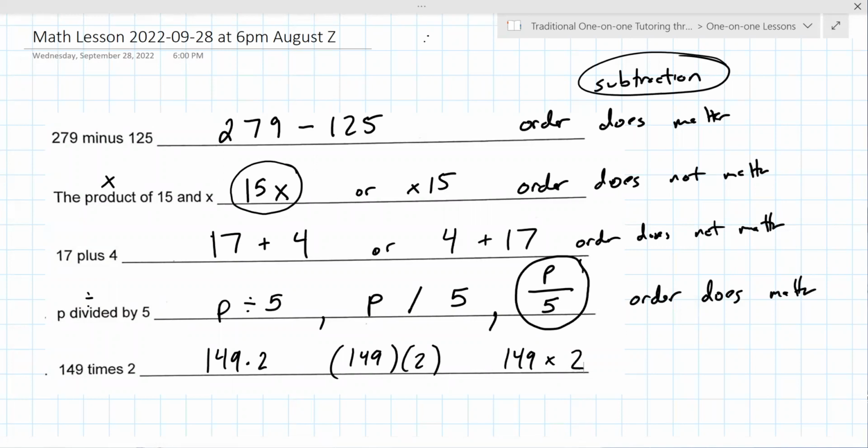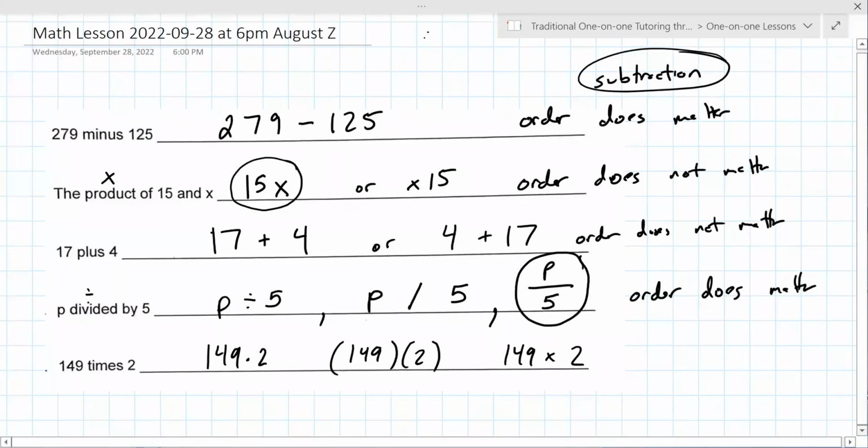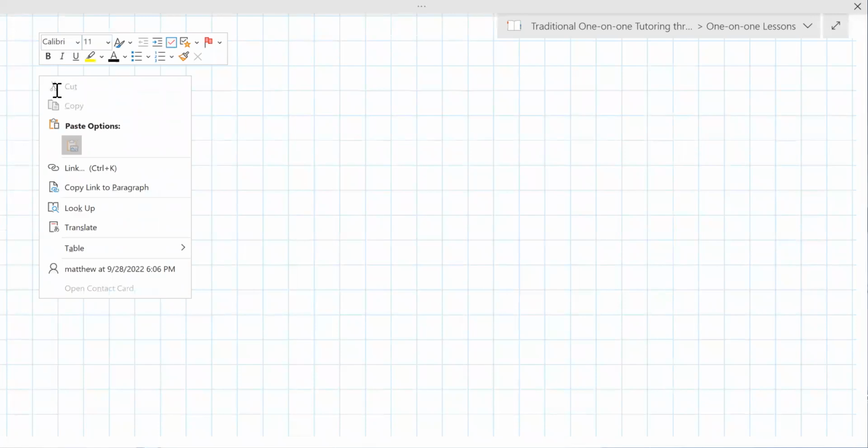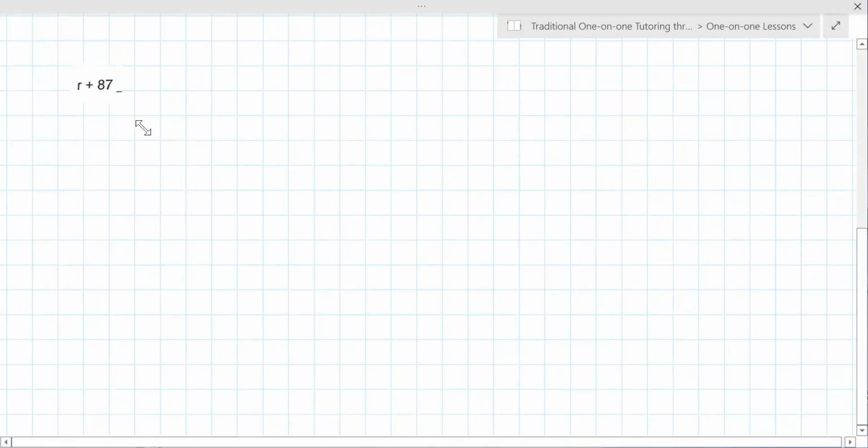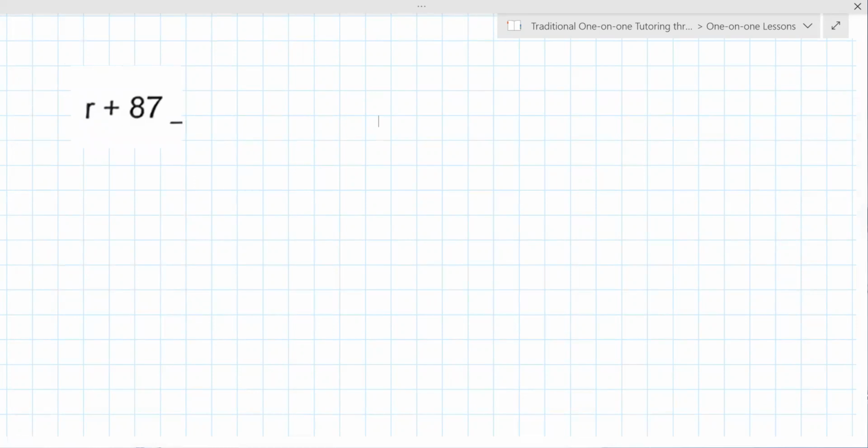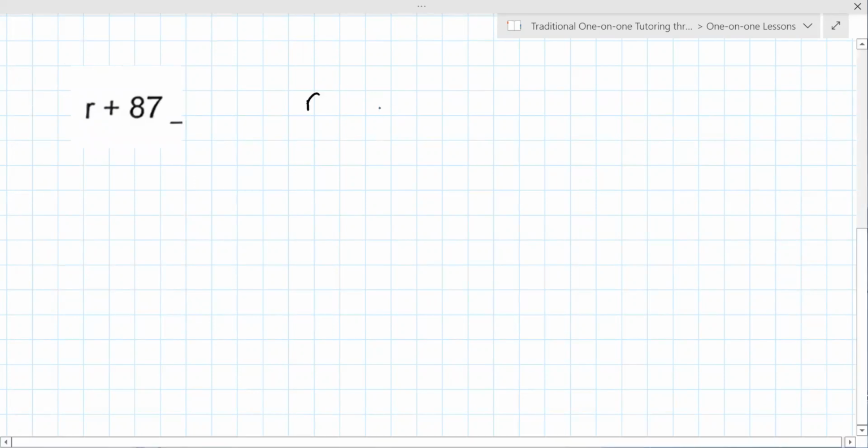Okay, now the reason your teacher had you do this section first is because the next one, you have a couple of different ways that you can do it, and you're actually supposed to write 2 phrases. So let's do that for the first one there. All right, so r plus 87. You have the first one down correct. R plus 87. That's correct.